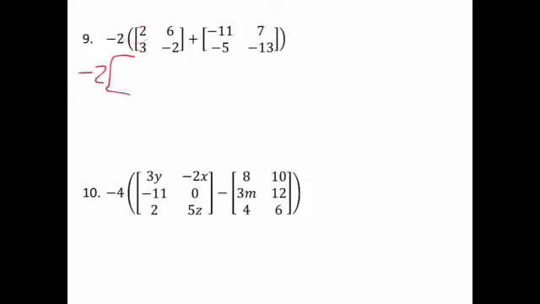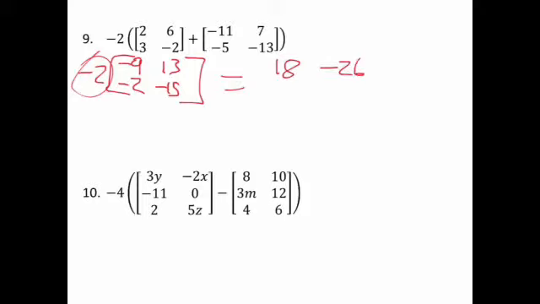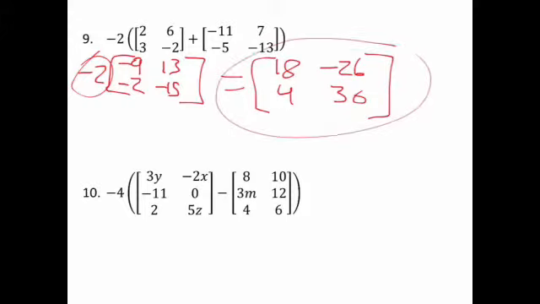So 2 plus -11 is going to give me -9. 6 plus 7 is going to give me 13. 3 plus -5 is going to give me -2. And then 2 plus -13 is -15. And now that I have that, I'm going to take this -2 and times by everything that's inside that matrix there. And that'll give me 18 positive, -26, +4, and +30. And there's my resulting matrix.